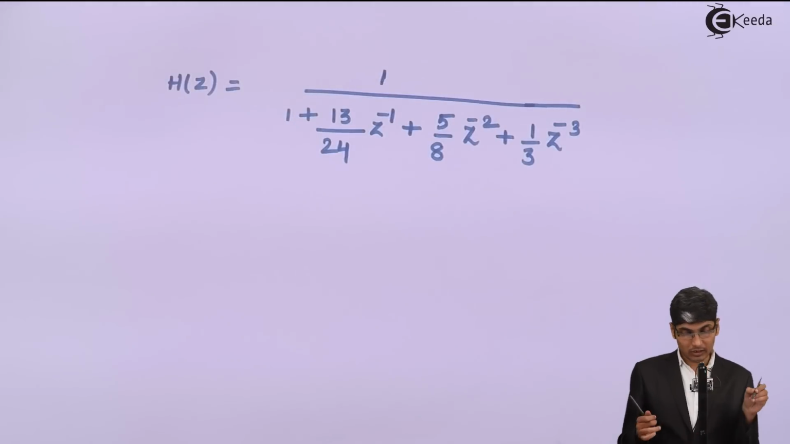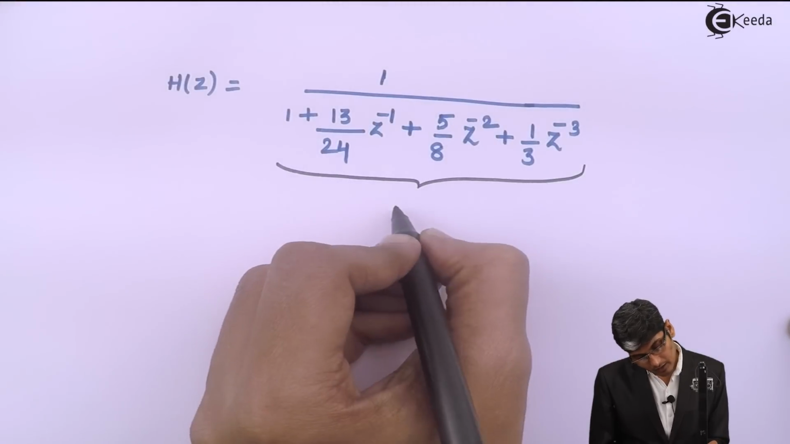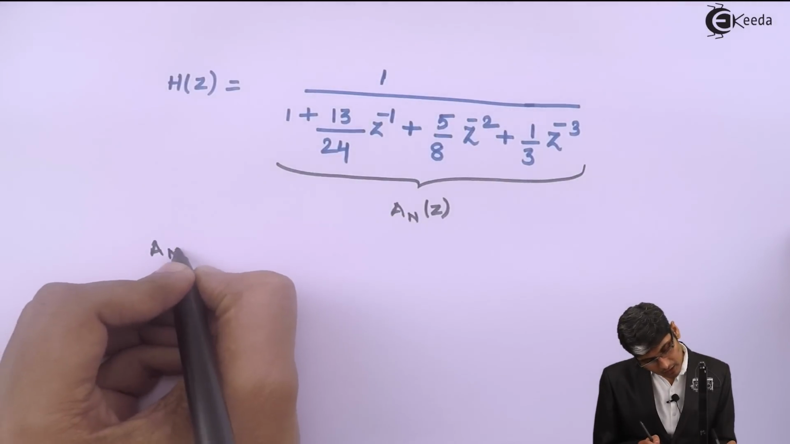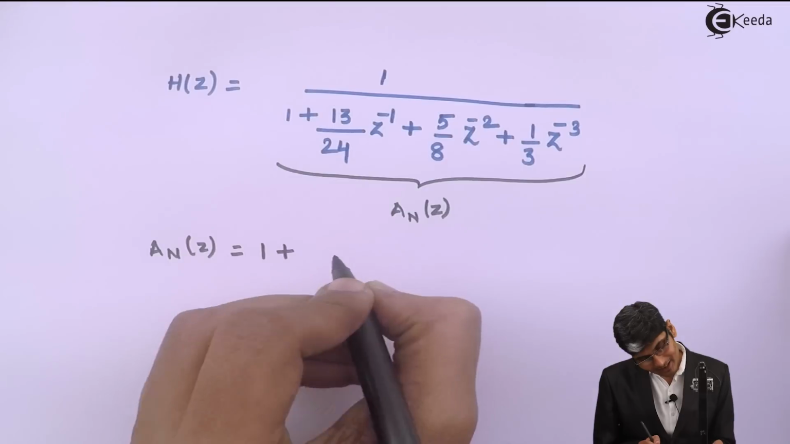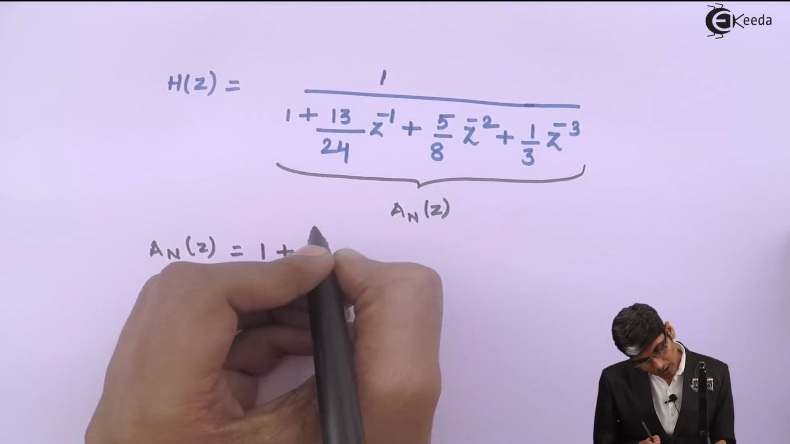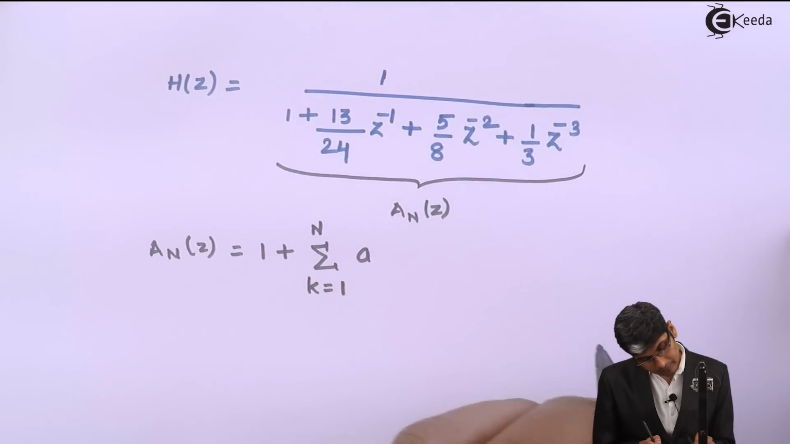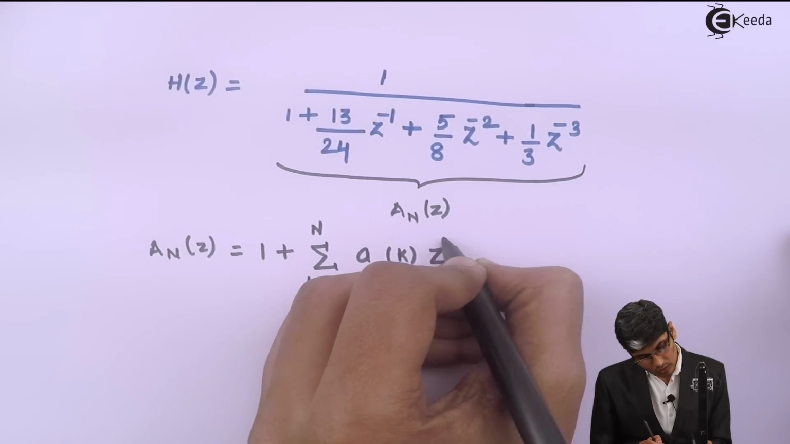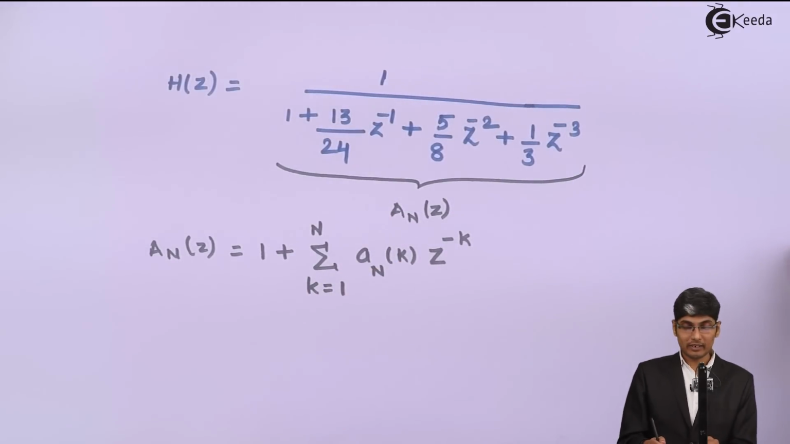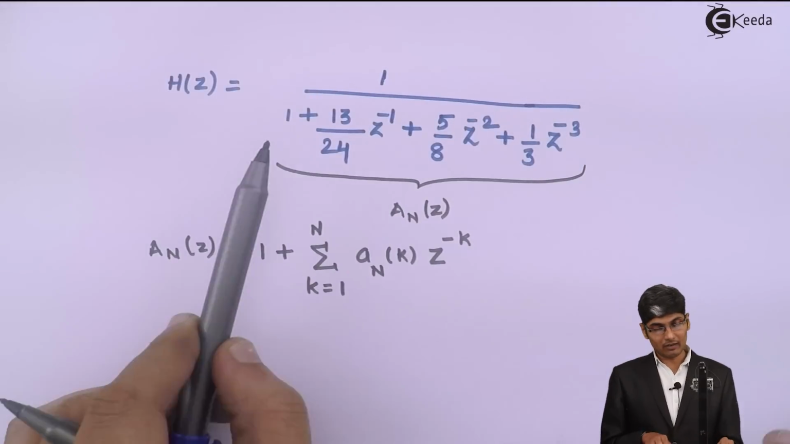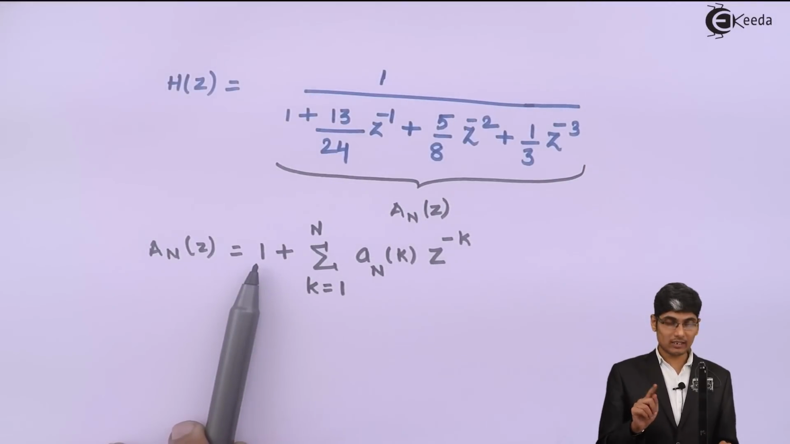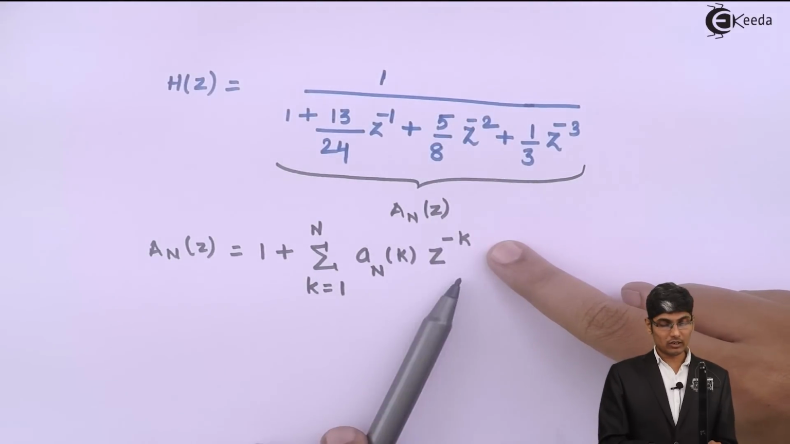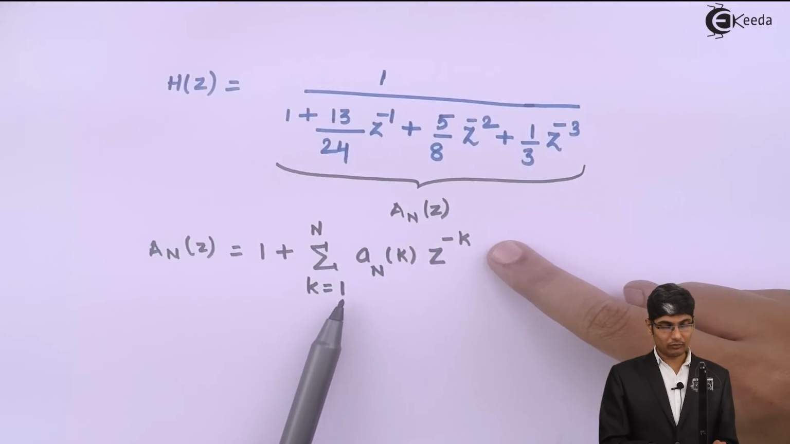So we know that from the generalized equation, this is A n of z. And how have we written A n of z? A n of z is written as 1 plus summation k going from 1 to n of a n k z raised to minus k, right? Now if I compare these equations, I have 1 as it is. Now if I put k equal to 1, I get z inverse, which is there over here. K equal to 2, z raised to minus 2. K equal to 3, z raised to minus 3. So now k is going from 1 to 3.